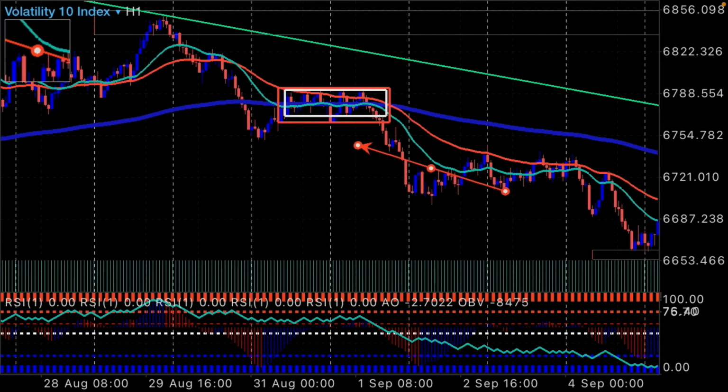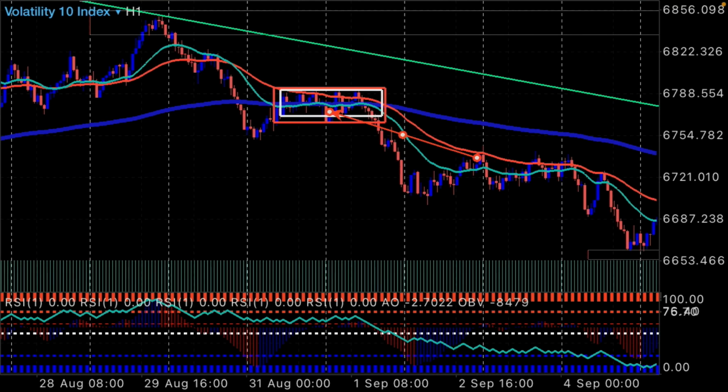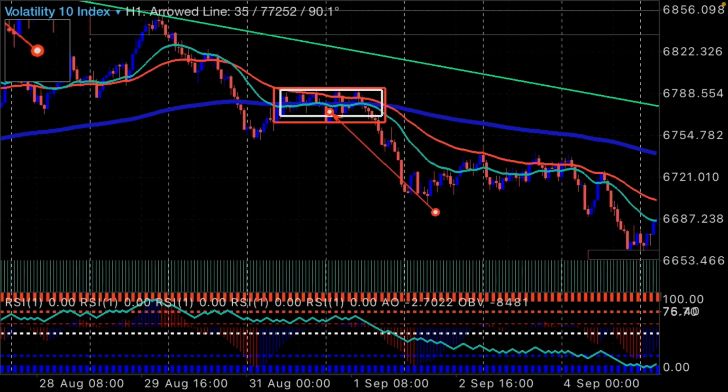So I wouldn't like you guys to trade any consolidation. But first, what you have to know is whether it's a downtrend or uptrend. Don't trade against the trend. Follow the trend. The trend is your friend, as we normally say.